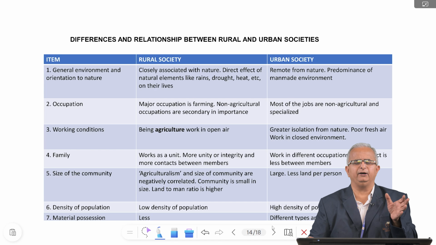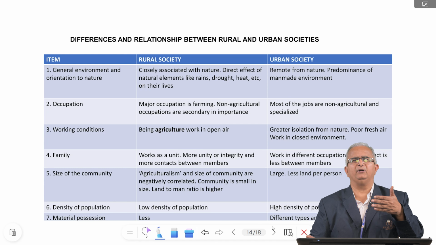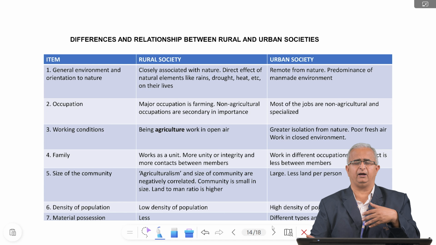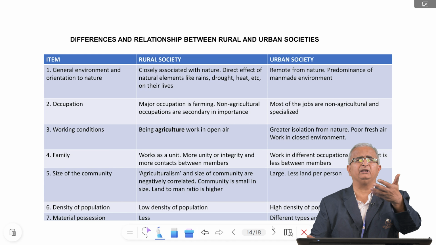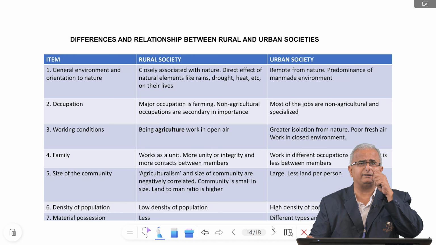And when we identify the differences and relationships between rural and urban societies, one by one we can see how the general environment and orientation to nature is in rural society. Rural society is closely associated with nature. Here, elements like rain, drought or heat conditions prevail. They are very much exposed to these conditions. They live in the fields. Whatever their activity is, it is agricultural activity, which they are supposed to do in the fields.